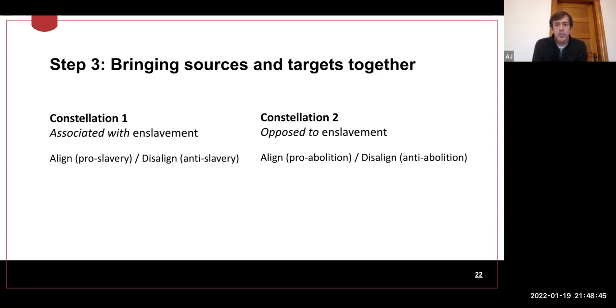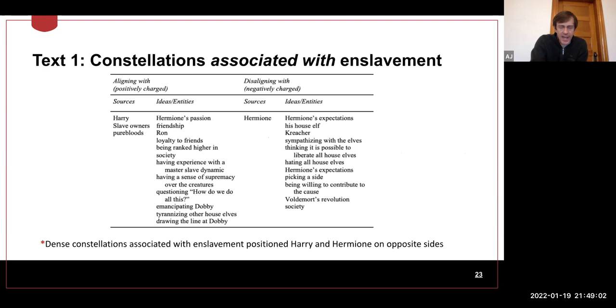The other constellations show positions that are opposed to enslavement. So if you align with being opposed to enslavement, then you are for abolition. If you are disaligned with being opposed to enslavement, then you are anti-abolition. And so when we pull all of these sources and ideas and entities together, this is for text 1, the high achieving text that was very dense.